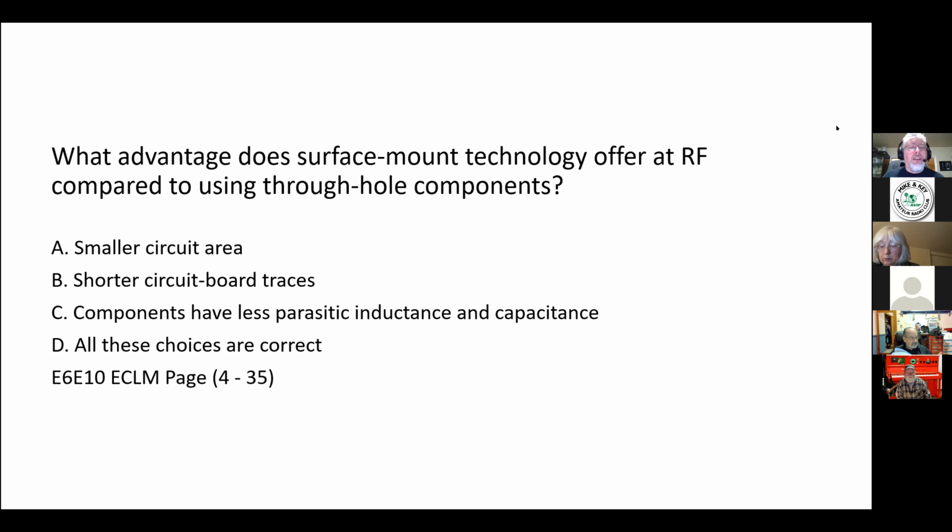What advantage does surface mount technology offer at RF compared to using through-hole components? A. Smaller circuit area. B. Shorter circuit board traces. C. Components have less parasitic inductance and capacitance. Or D. All of these choices are correct. Delta. Delta is correct. All of these are correct.